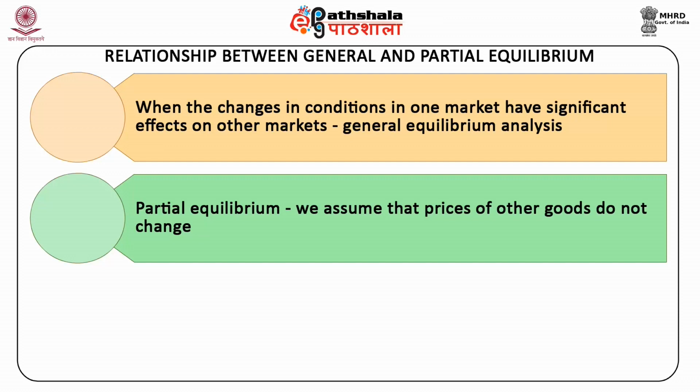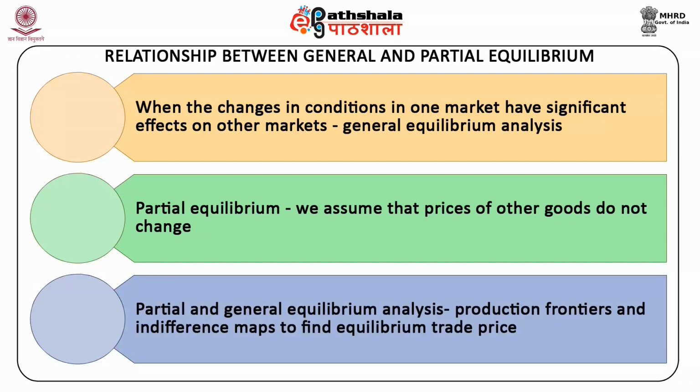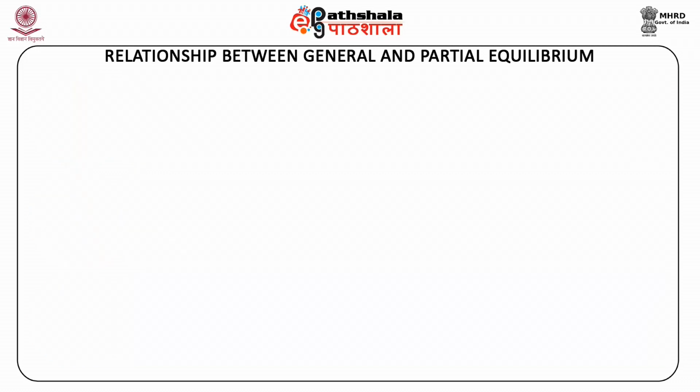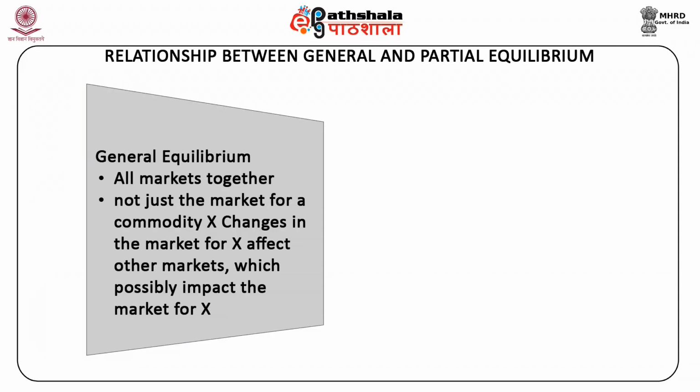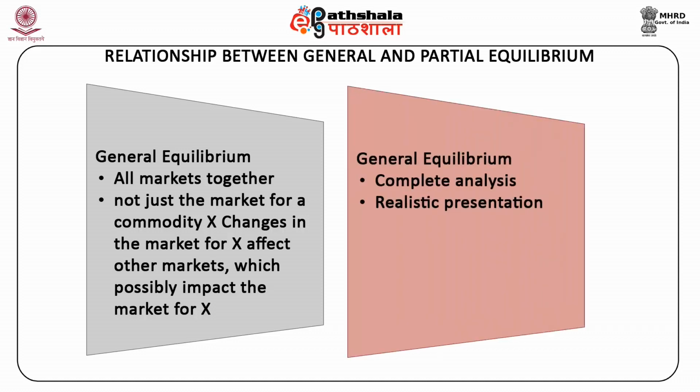Thus, general equilibrium analysis is used. Both partial equilibrium and general equilibrium analysis use production frontiers and indifference maps to find equilibrium trade price. General equilibrium analysis considers all markets together, not just the market for a commodity X. Changes in the market for X affect other markets, which possibly impact the market for X. General equilibrium analysis is therefore required for more complete analysis and realistic presentation of international trade.